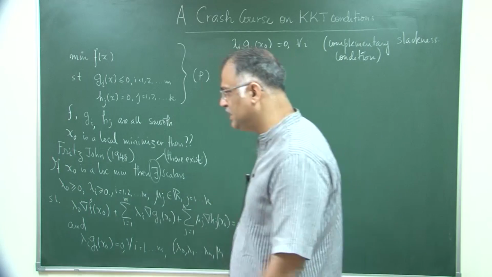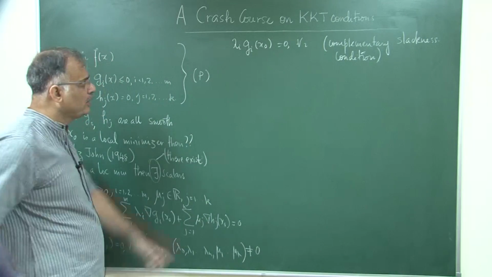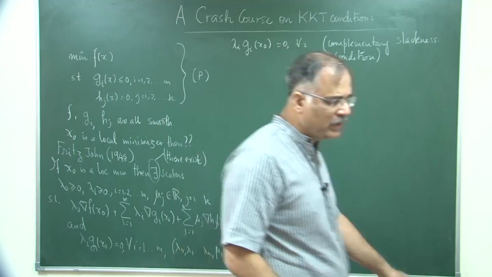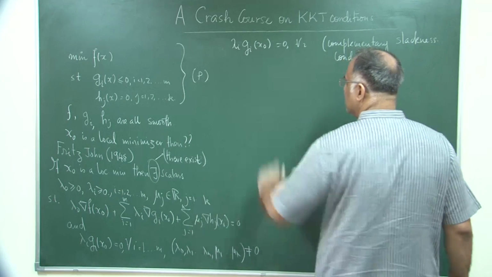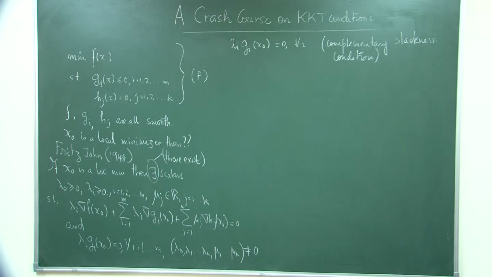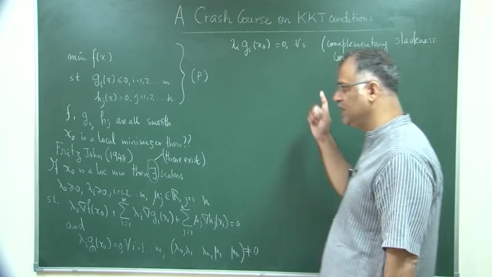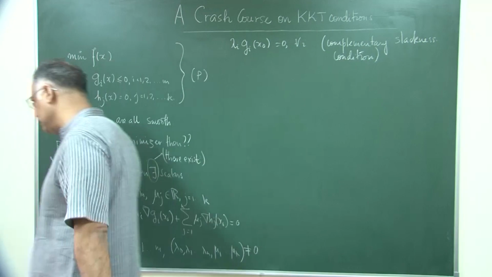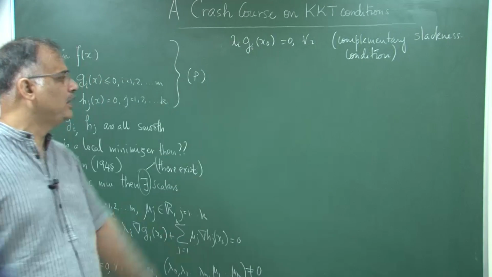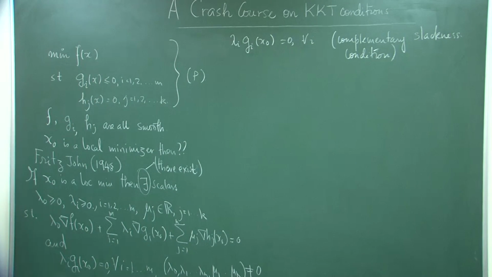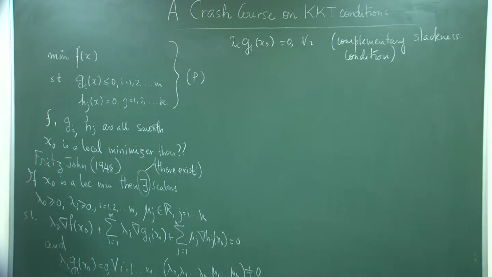This simply means that you cannot have both of these holding with strict inequalities at the same time. You cannot have lambda i strictly bigger than 0 as well as, at the same time, g i of x strictly less than 0. This is not possible, because if lambda is strictly bigger than 0, g i of x naught must be equal to 0. That is the way it is, because then you will maintain this inequality, and this is very, very fundamental.